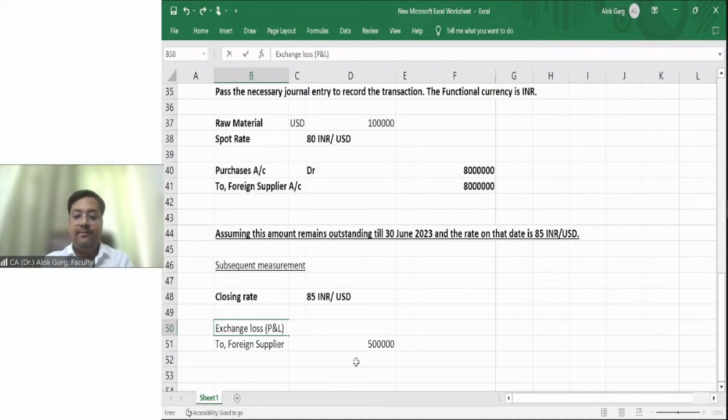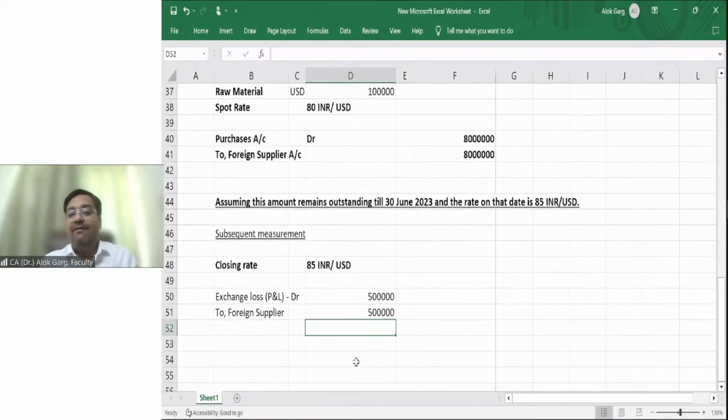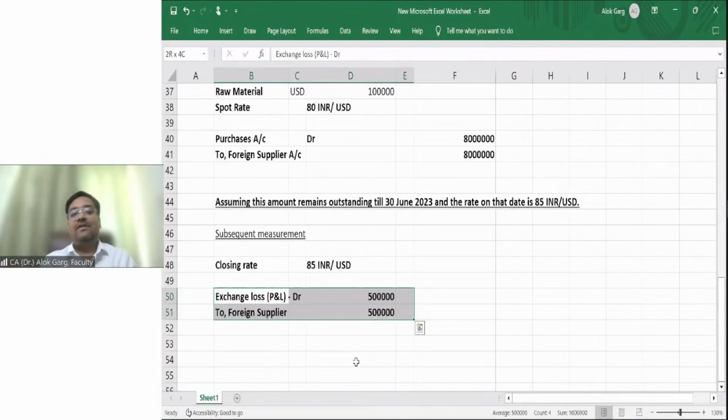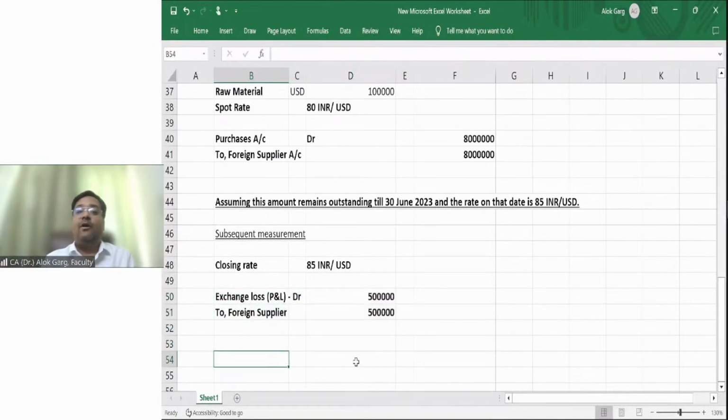P&L debit by 5 lakh rupees, right? So this 5 lakh will be debited in the P&L, and on the liability side, this foreign supplier will stand at 85 lakh rupees. This is the accounting entry and this is the accounting treatment of a monetary item. Since this inventory is a non-monetary item, it is not going to be restated.